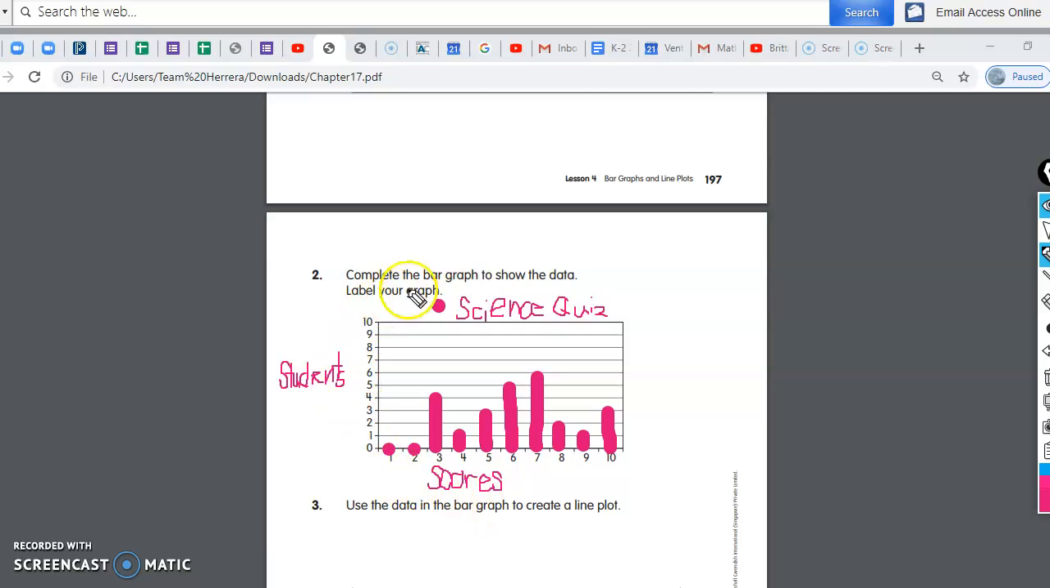So I can look now at my bar graph and I can see that most of the students scored a 7 because that's my tallest bar there. The least amount was here, those that did not score anything, for a 1 and a 2. All right, I'm going to go ahead and clear this and we're going to go to number 3.